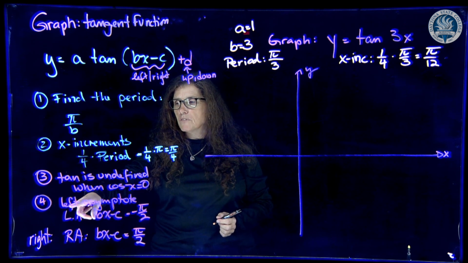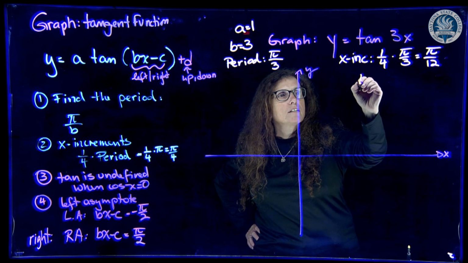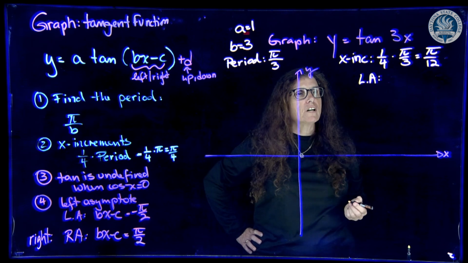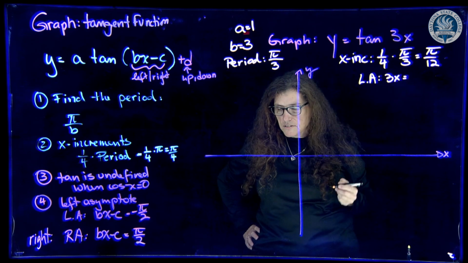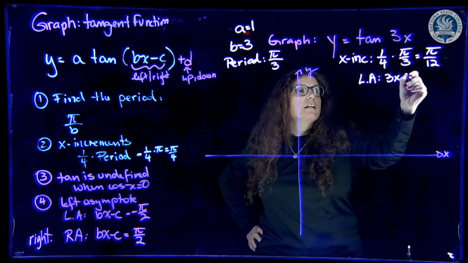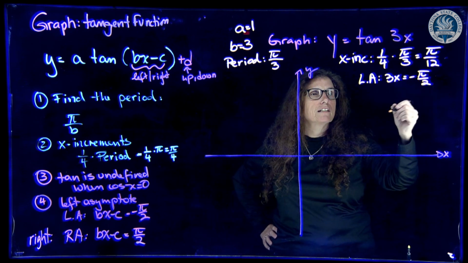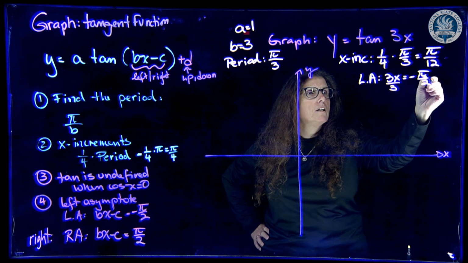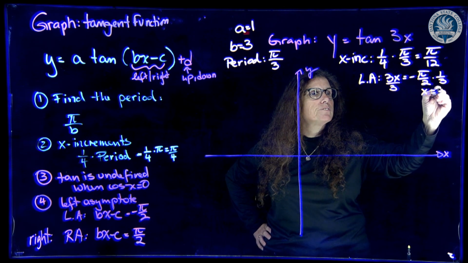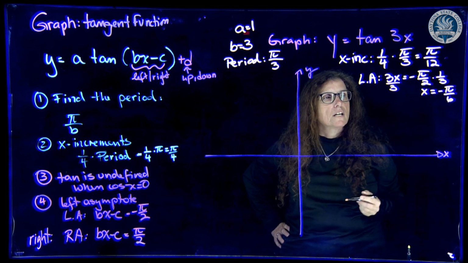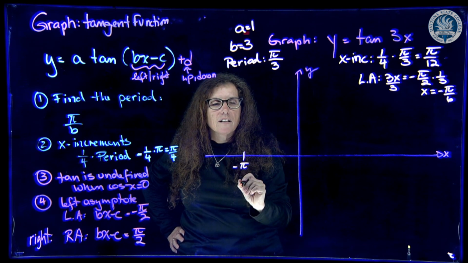Okay, the next step, we are in step 4. Let's find the left asymptote, the LA. How do we find the left asymptote? You set your argument, the 3x, and in this case you set it equal to negative pi over 2. That will be our first asymptote on the left-hand side. If we divide this by 3, which is the same as multiplying by 1/3, x is equal to negative pi over 6. Negative pi over 6 is our left asymptote.